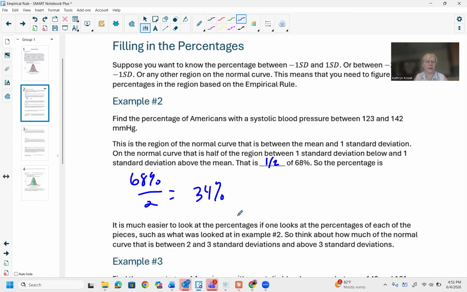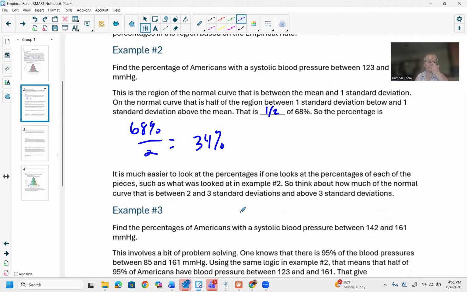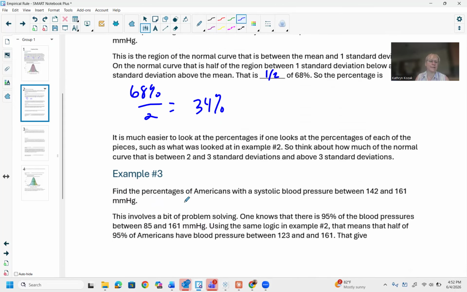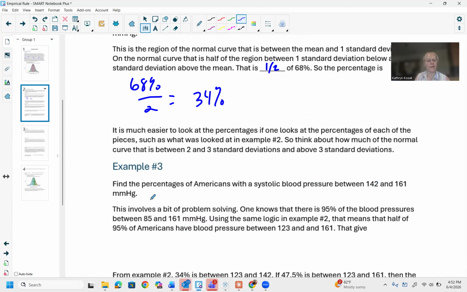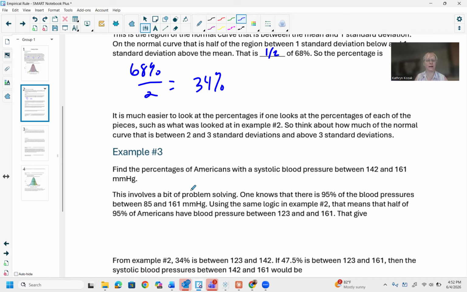It's much easier to look at the percentages if one looks at the percentages of each of these pieces, such as what was looked at in example number 2. So think about how much of the normal curve is between, let's say, 2 and 3 standard deviations and above 3 standard deviations. In example 3, we're going to look at those. We're going to find the percentage of Americans with a systolic blood pressure between 142 and 161 millimeters of mercury. This involves a bit of problem solving. One knows that there's 95% of the blood pressures between 85 and 161 millimeters of mercury.